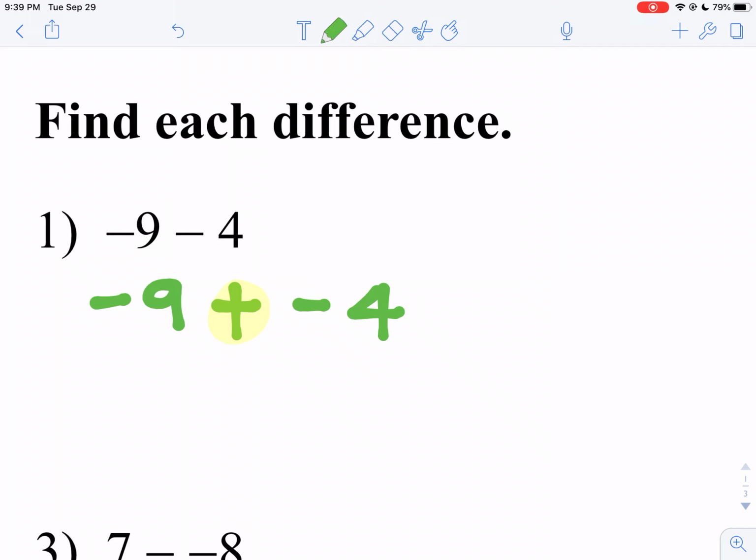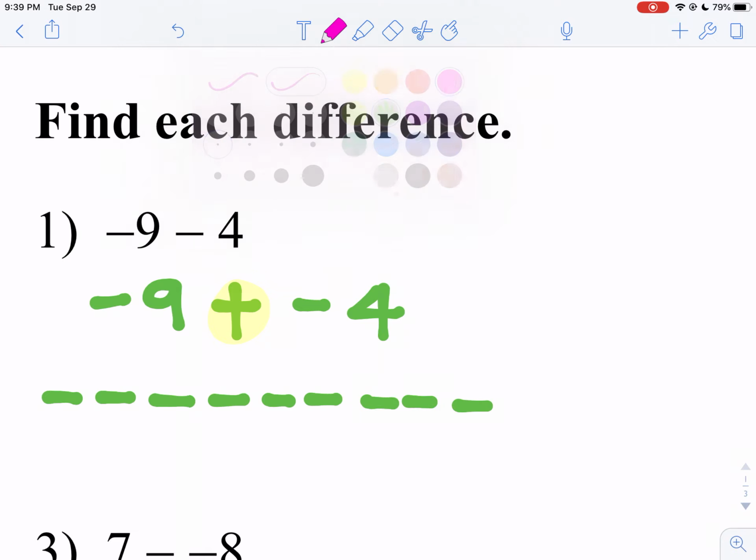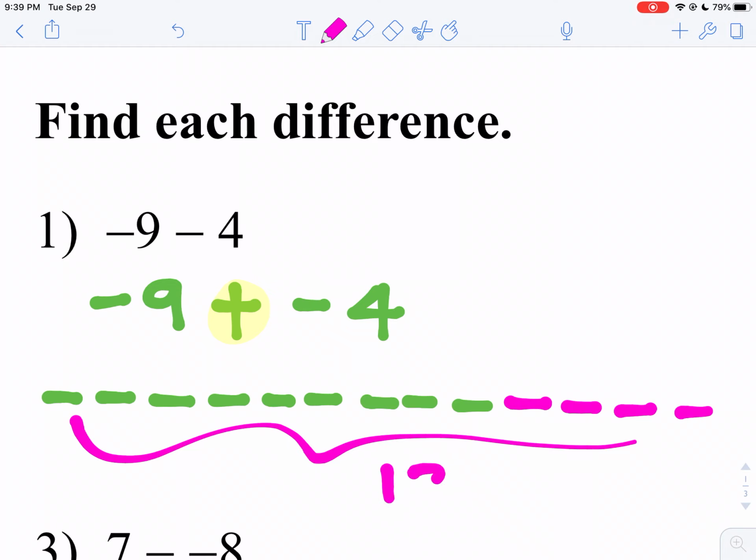So we just do what we did before. We're going to use 9 negative signs for the 9. So 1, 2, 3, 4, 5, 6, 7, 8, 9, and then use 4 negative signs for the other 4. And you notice we can't pair anything up, so we just count all of them together and you get 13. They're all negative, so the answer to negative 9 minus 4 is negative 13. And the trick is to rewrite using an addition.